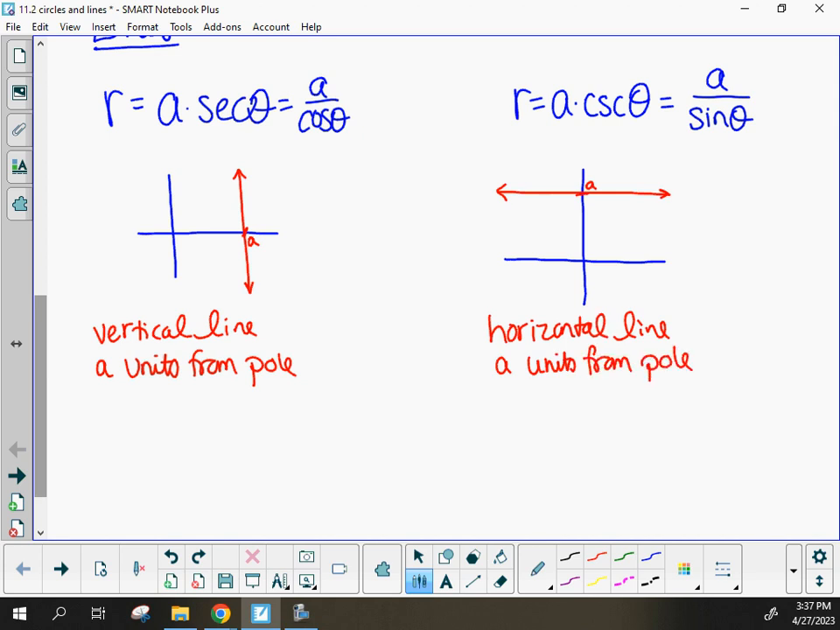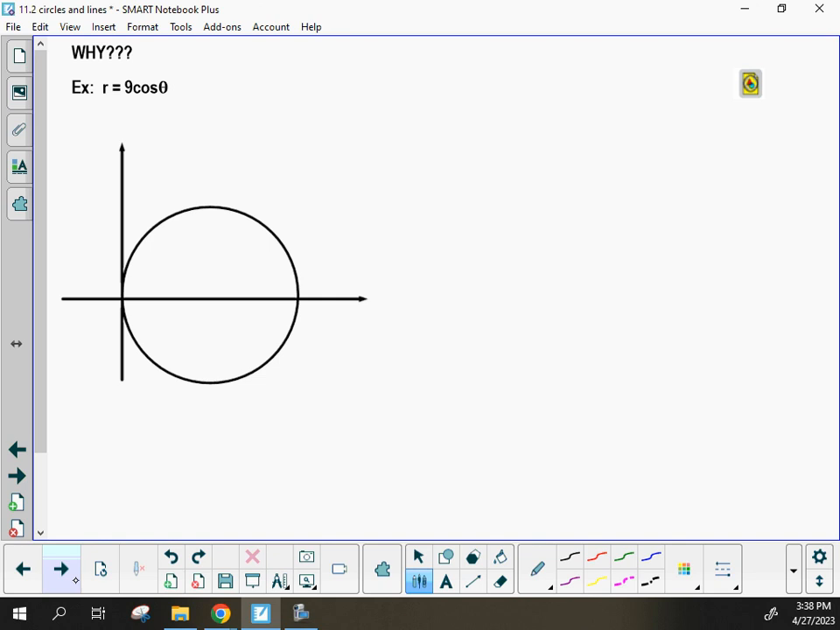Now, everything that we know about circles and lines in Cartesian form with x and y, and now we're switching over to polar form, which admittedly we're not as comfortable with. That maybe seems odd. Why on earth do they look like that? So let's dig in here a little bit. Let's start with an actual example here.